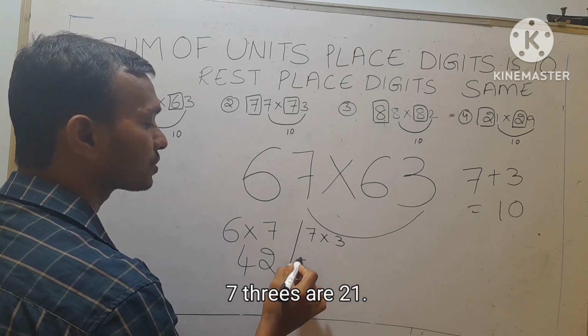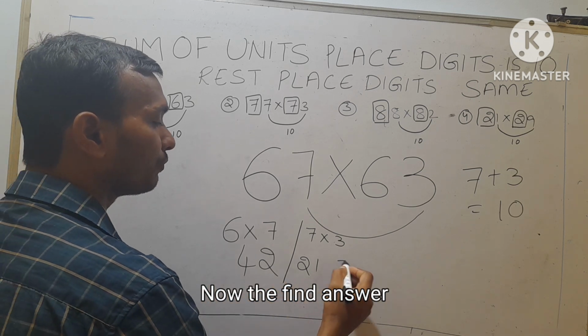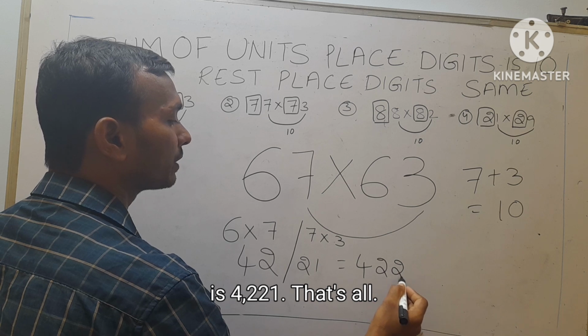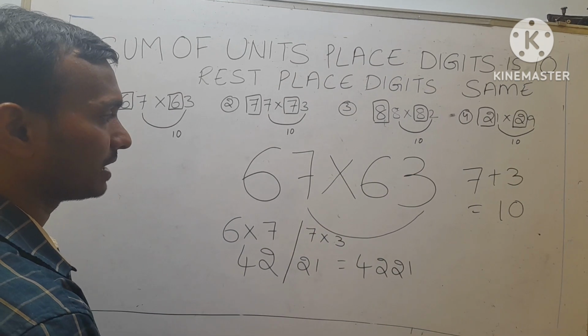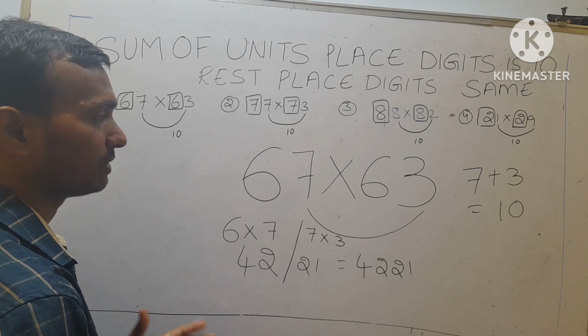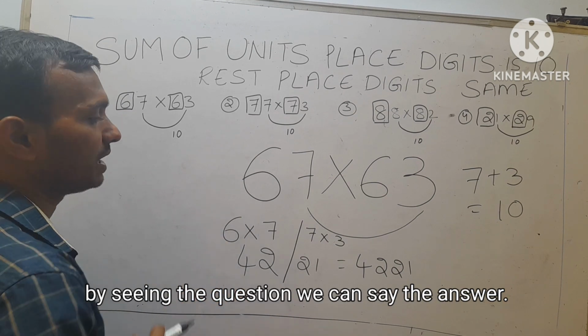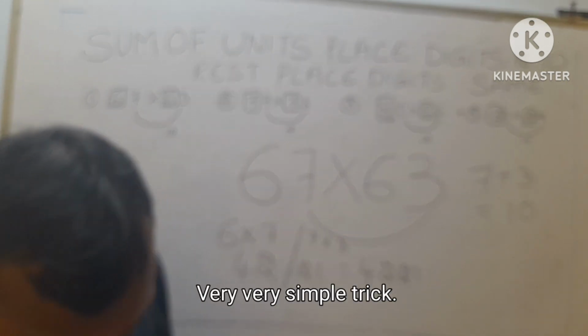7 3s are 21. Now the final answer is 4221. That's all. This is the answer. We can write the answer within seconds. Once you practice thoroughly, by seeing the question, we can say the answer. The trick is very simple.